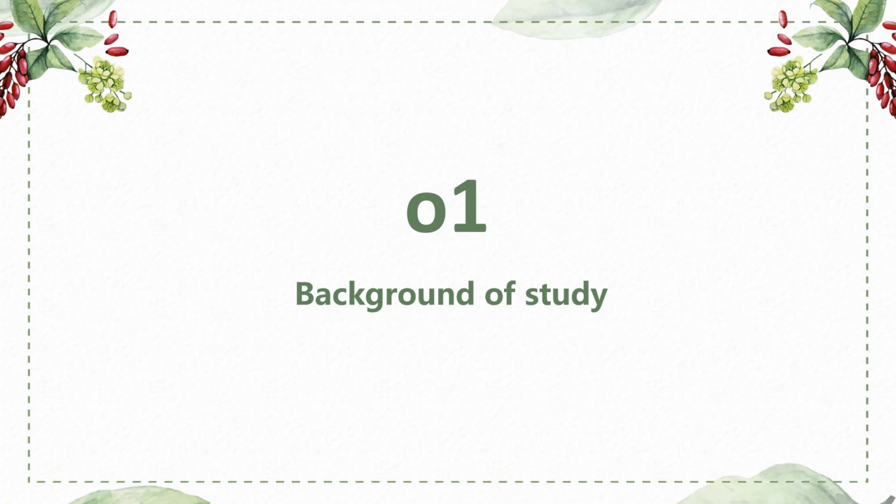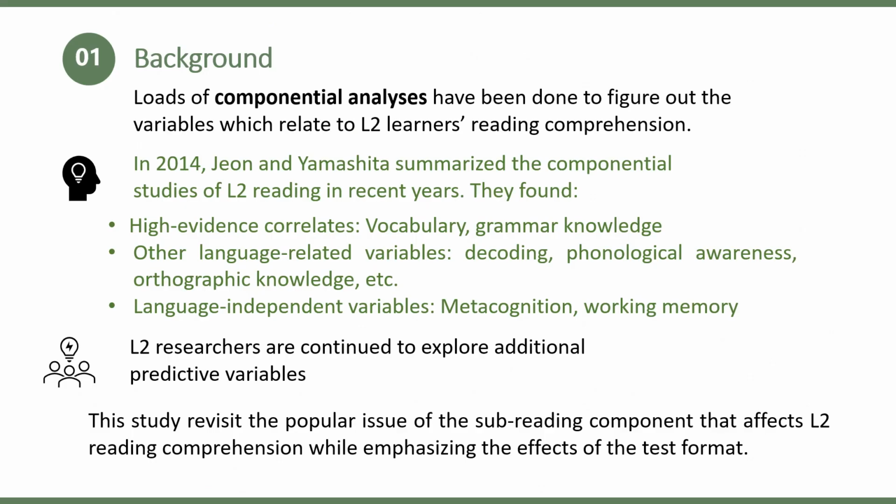First things first, background of study. Numerous combinatorial analyses have been performed to explore the variables that contribute to second language learners' reading comprehension. Zhong and Yamashita have found variables through combinatorial studies, such as high evidence correlates, other language-related variables, and language-independent variables. Second language researchers are still continuing to figure out additional predictive variables. Based on this research, the study revisits the popular issue of sub-reading components that affect second language reading comprehension while highlighting the effects of the test format.